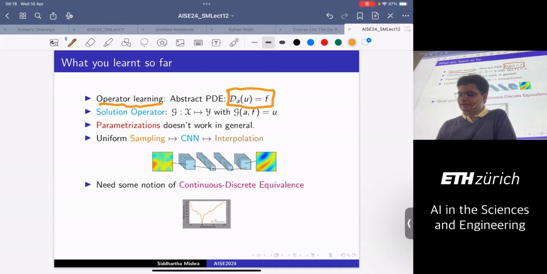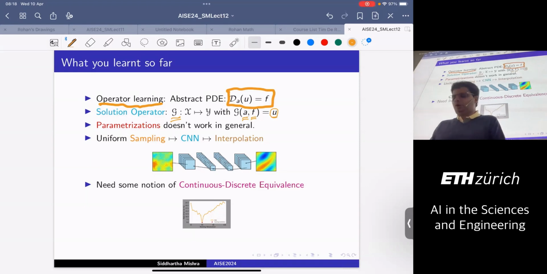The main point is the problem setup itself, the setting itself. So the target, what we are going to learn, is this guy here, G, the operator, and this maps a function space to a function space, right? So it takes the inputs to the PDE, in this case, the coefficient A and the source F, and it produces the solution U. So this is the setup that we are in.